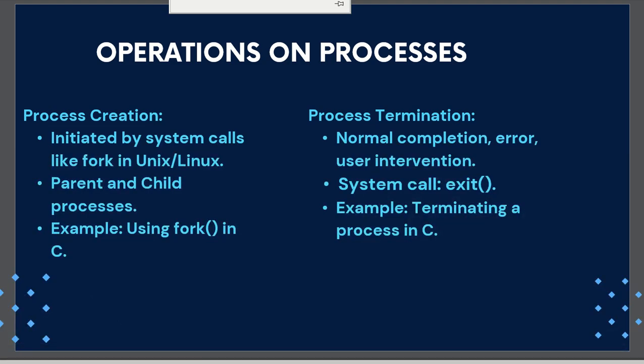Operations on processes. The OS performs several operations on processes. Process creation happens with system calls like fork in Unix/Linux, creating a new child process. Process termination happens when a process finishes or is stopped by the user or system using the exit call.